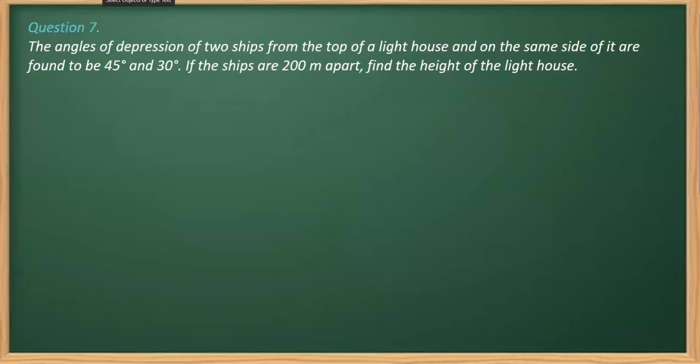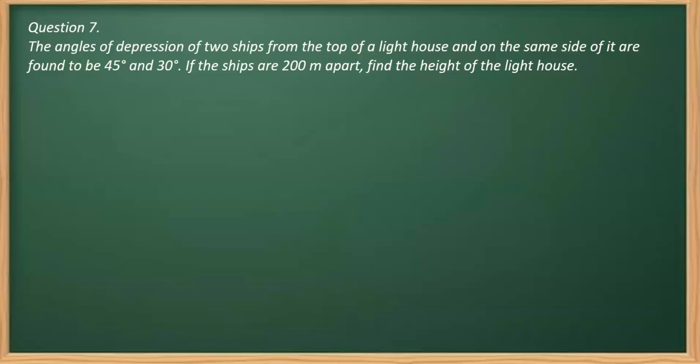This is question number 7. This is one of the board questions. It's been tested in the previous board examination. What does the question say? It says that the angles of depression of two ships from the top of a lighthouse on the same side are found to be 45 and 30 degrees. Further, they have given the distance between the two ships, and we need to find the height of this lighthouse.